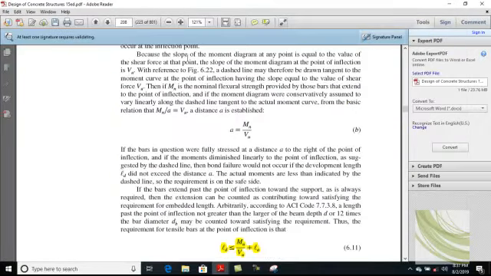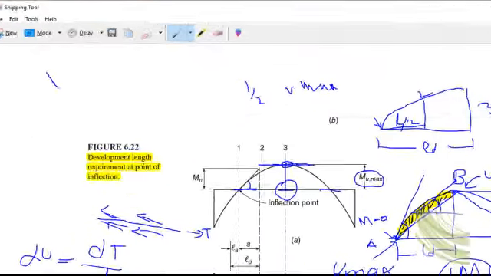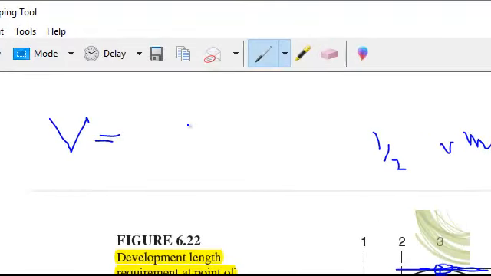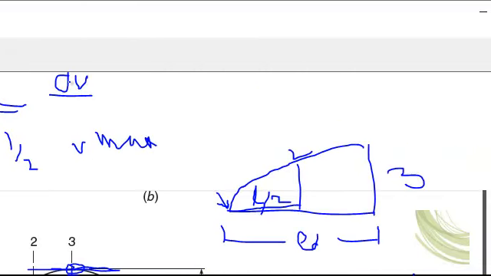Now, because the slope of the moment diagram at any point is equal to the value of the shear force at that point. It is also basically from mechanics, and you must know that. This is a very important relationship: slope is basically the change in the moment diagram. Clear? And you must know that load is basically the change in the shear diagram.